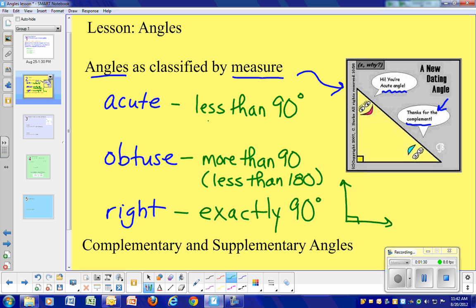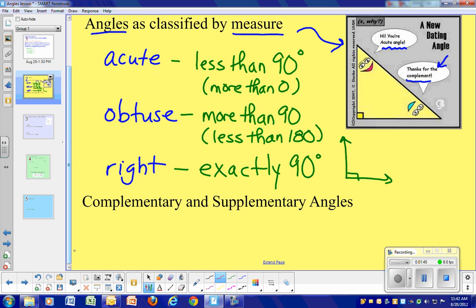Okay, up here I actually should have said more than 0. It wouldn't be a negative number. Okay, so between 0 and 90 are acute, between 90 and 180 are obtuse, and if you have exactly 90, that is a right angle.